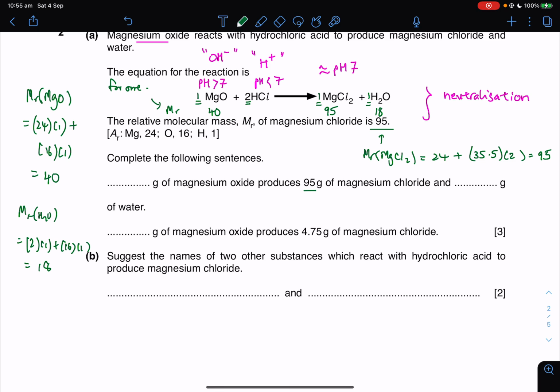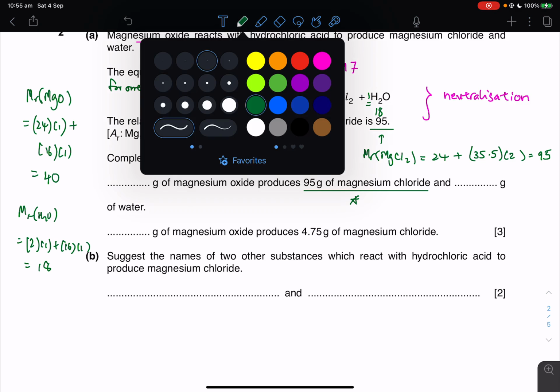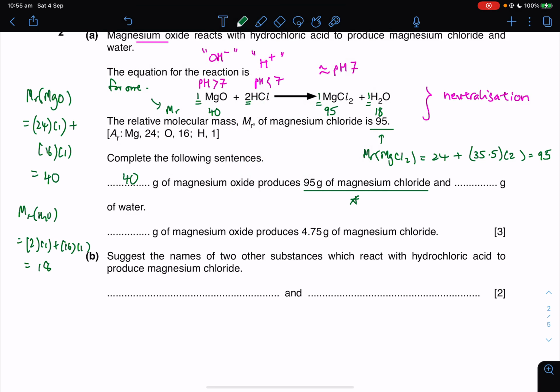So you want to get 95 gram of magnesium chloride. Well, one of it gives you 1 of these, but it depends on the masses. This topic is called reacting masses. So to get 95 gram of it, for one of these, you need 40 gram of MgO. So very nice and simple there. And when you get 95 gram of MgCl2, you also get 18 gram of H2O because you have only 1 of the H2O.